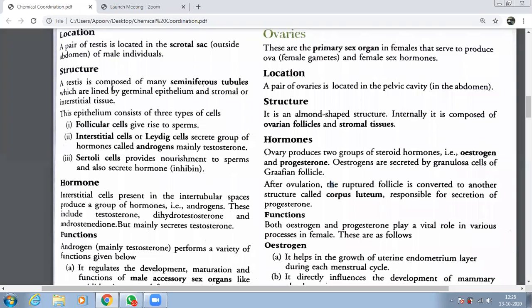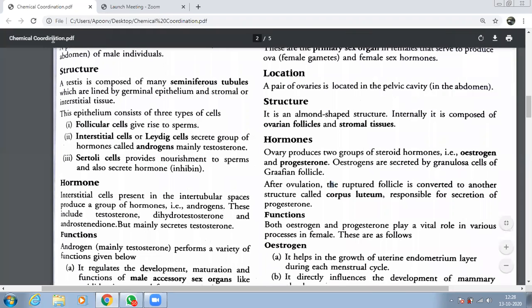Ma'am, what is seminiferous? It is seminiferous tubules. Which tubules are known as seminiferous tubules? Tell me, children. I had discussed this earlier also. Let me see if somebody remembers. Where will you find seminiferous tubules? Testis.